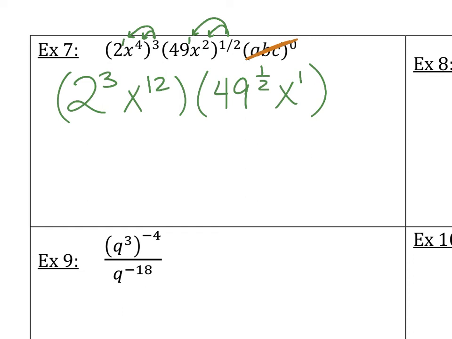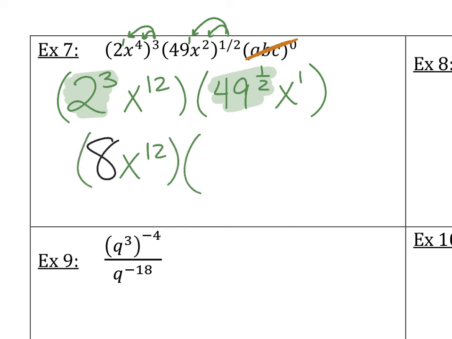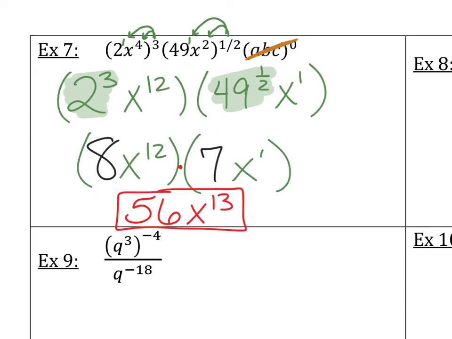Do you agree? At this point, I'm going to go ahead and multiply out the regular numbers just because I want to get rid of these regular numbers. 2 to the 3rd power is 8. So this is going to be 8x to the 12th. And 49 to the 1/2 is 7. You can ask a calculator if you don't know that one. And there's only one rule left. I'm multiplying these two things together. So I'm going to multiply the big numbers, and I'm going to add the small numbers. 56x to the 13th power would be the simplified version of that complicated thing we started with.